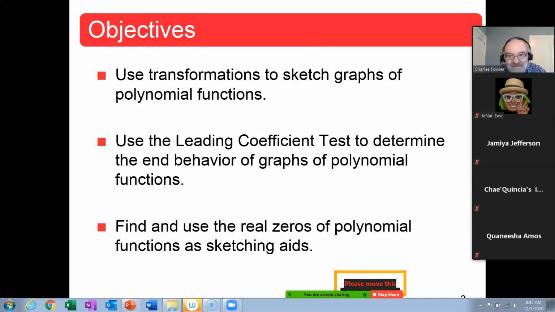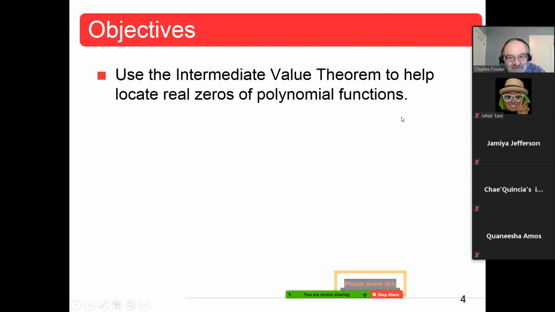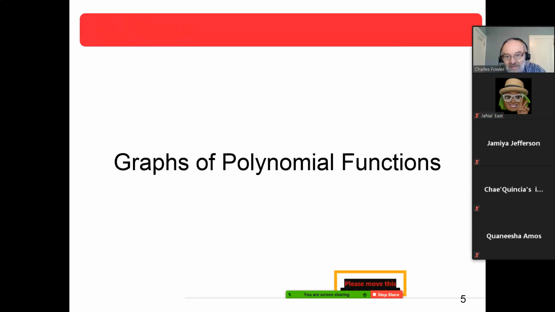Guess what? Graphing again. And then finally we'll use the intermediate value theorem to help locate real zeros of polynomial functions. In the next section we'll do more about finding those zeros. So let's start with graphs of polynomial functions.